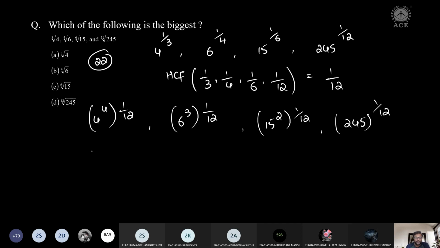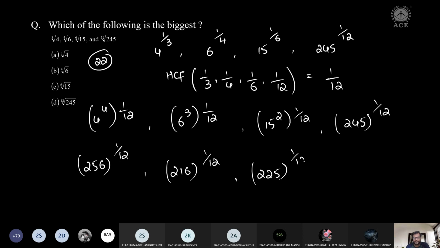4^4 is 256, for your information. 16 into 16, right? 16 squared. 6 cube is 216. 15 square is 225. And here 245. So, my dear friends, if you go through all of them, the biggest one is the first number, right?